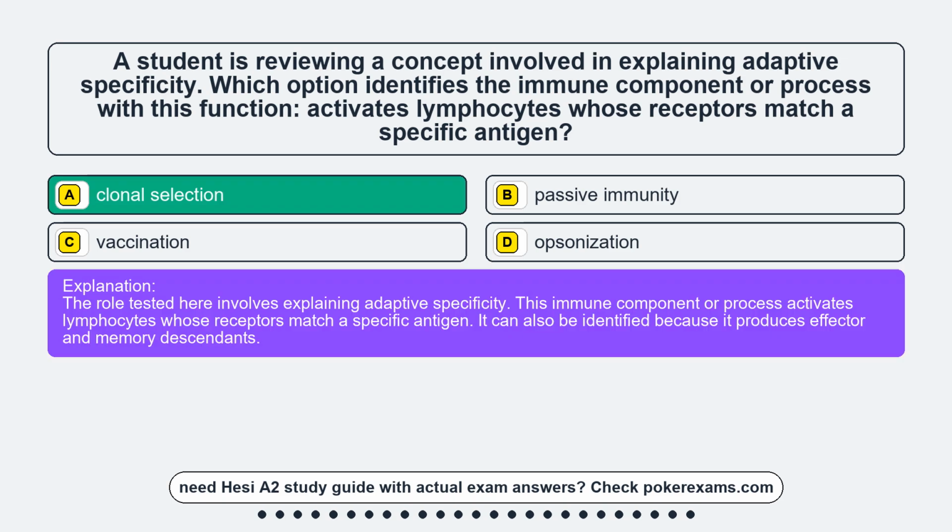The role tested here involves explaining adaptive specificity. This immune component or process activates lymphocytes whose receptors match a specific antigen. It can also be identified because it produces effector and memory descendants.